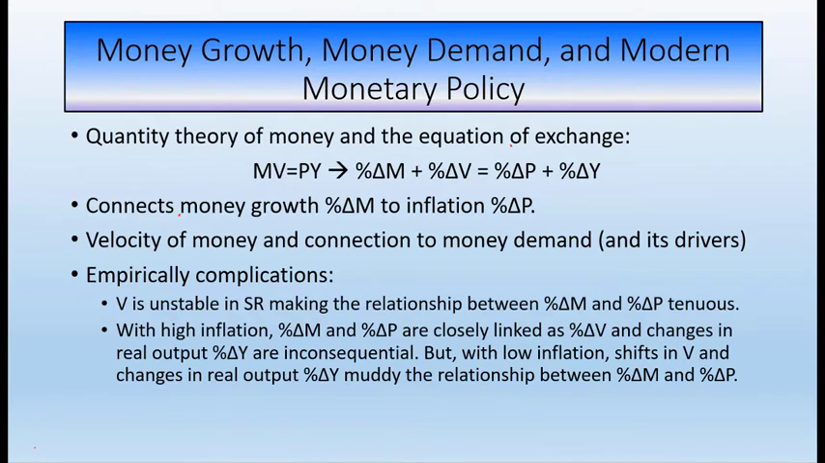So we start out by covering the quantity theory of money. This equation links money growth plus the change in the velocity of money, equals inflation plus growth in real output. And so that's the key. This equation is the key to opening up this chapter.